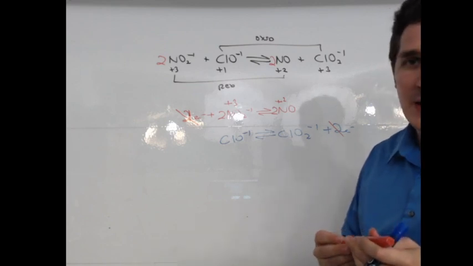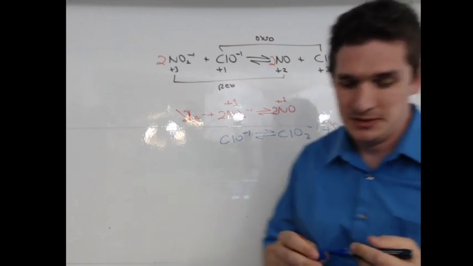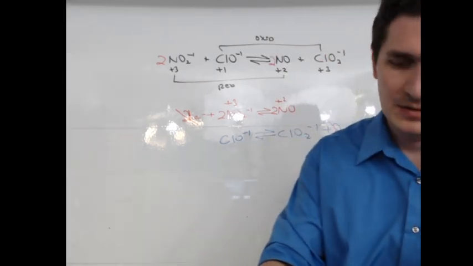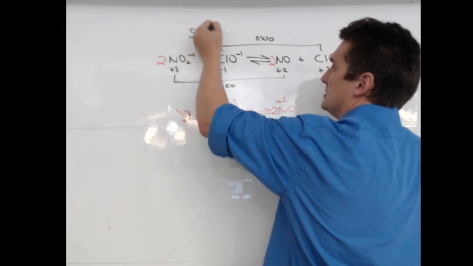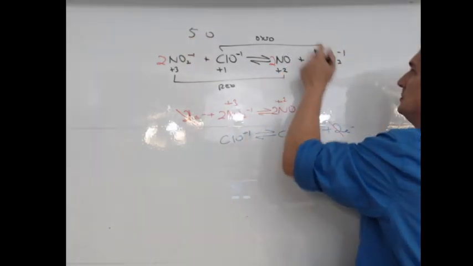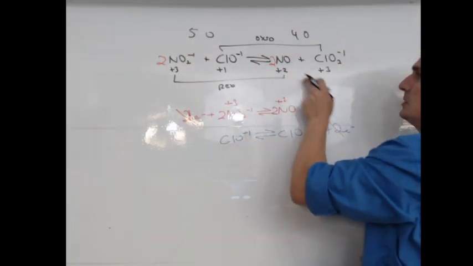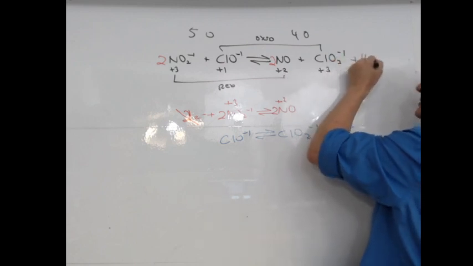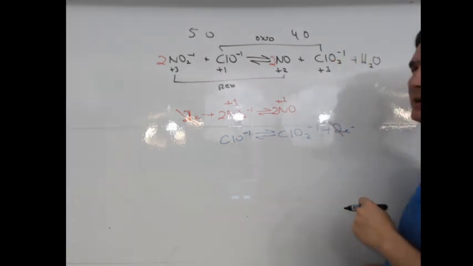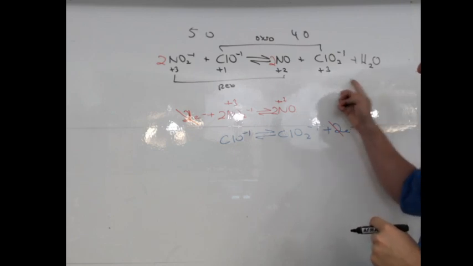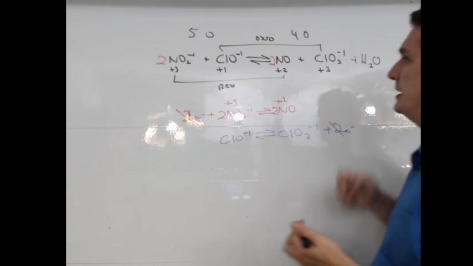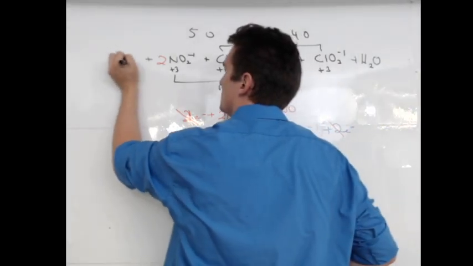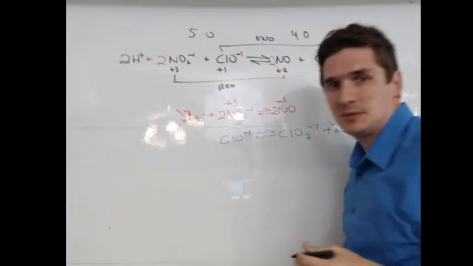Now we're back to balancing just the oxygens and the hydrogens. If we look at the oxygens, on the left side we've got 5 oxygens. On the right side we have 4 oxygens, so we need to add a water on the right side. Hydrogen isn't balanced now. Well, we need to go back and balance the hydrogen anyway. No hydrogen on the left, 2 on the right. So we get 2H+.